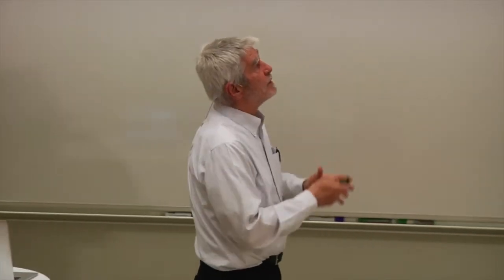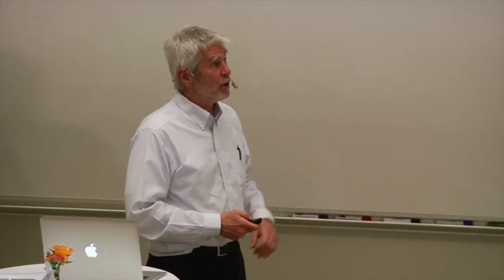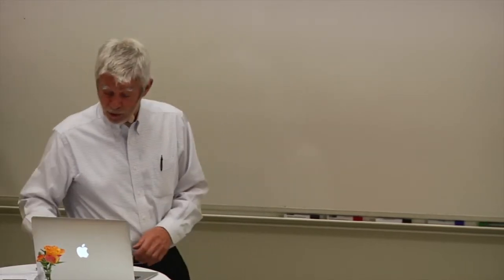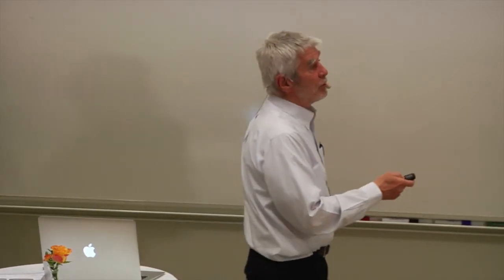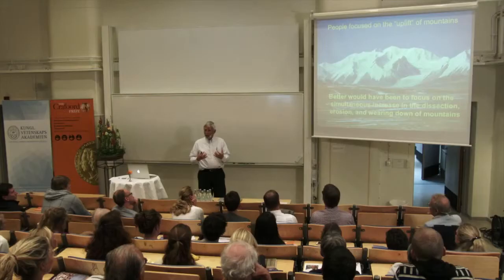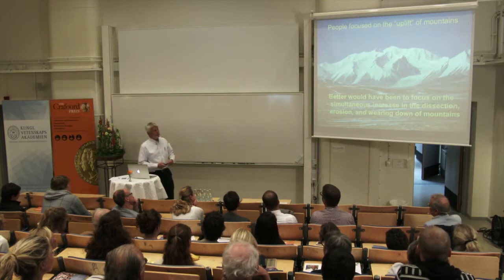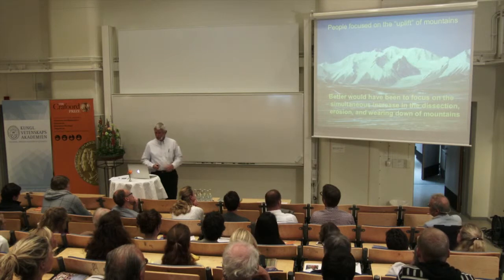A way of looking at this is people focused on uplift of mountains all around the world, the whole globe. As I said, I can find you a mountain range, I can find you a geologist for every mountain range, find somebody who said it rose recently. But you need a global process to make all the mountain ranges go up around the world. They should have focused, or it would have been better to focus, on the simultaneous increase in the dissection, erosion, and wearing down of mountains. Because global climate is a global process that can create the same observations that were seen, but have nothing to do with changes in elevation.